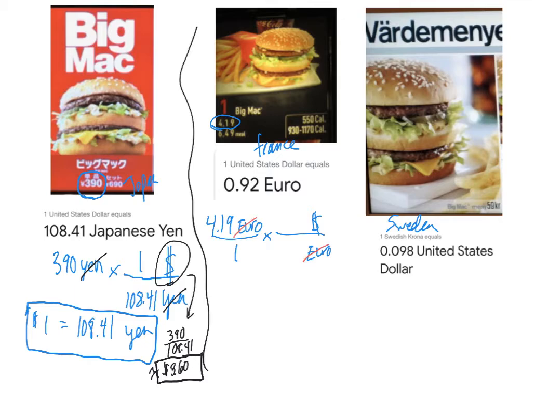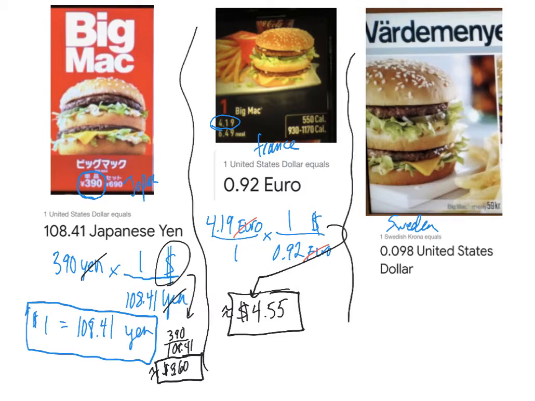Euros would cancel. I'm told the exchange rate at this time was 0.92 euros to 1 US dollar. So again, in my calculator, I can take the 4.19, multiply it by 1, divide it by 0.92, and what I get, and I'm going to write this down here, rounded to the hundredths, is approximately $4.55. So a little bit more expensive to purchase a Big Mac in France.